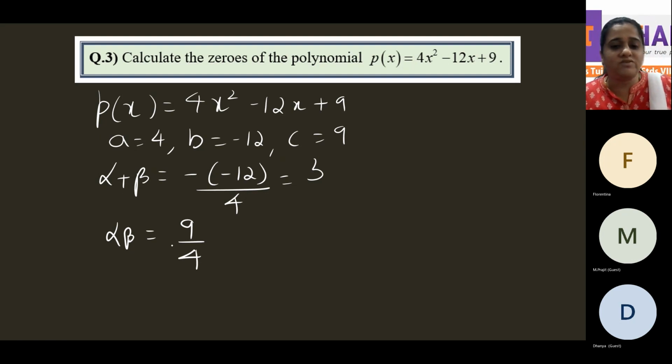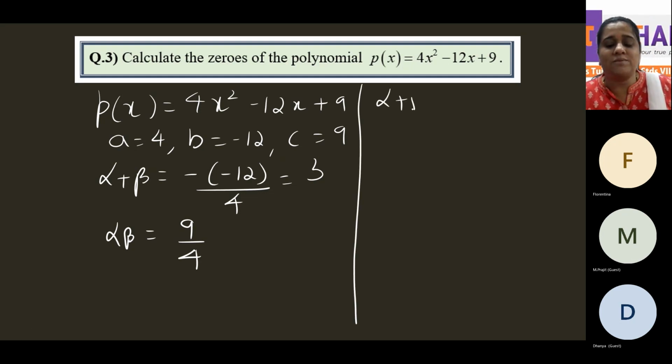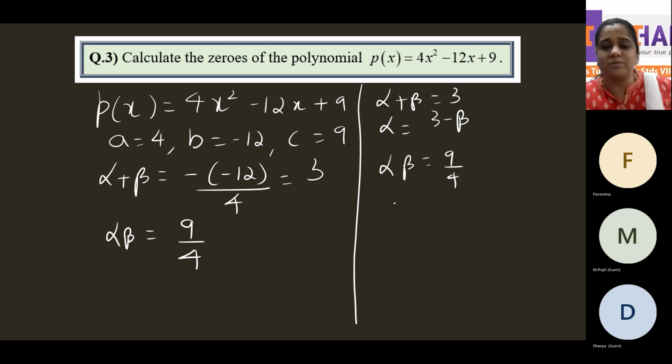Now, you can also do it like this. From alpha plus beta is equal to 3, what is alpha? 3 minus beta. Or what is beta? 3 minus alpha. Anything you can write. So substitute that in alpha beta is equal to 9 by 4. So alpha is 3 minus beta, and 3 minus beta times beta is equal to 9 by 4.